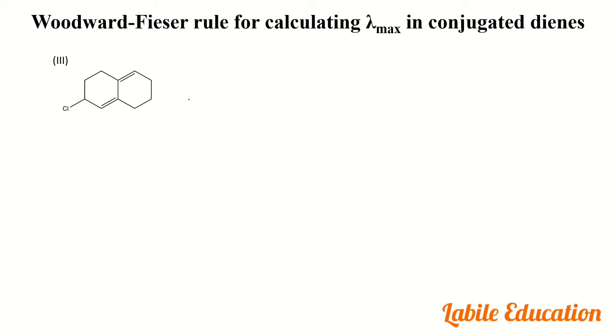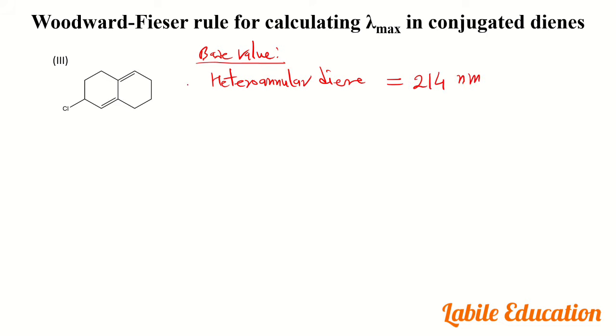Now the third example is this. Here you can see both the double bonds are in different rings. So this is the example of a heteroannular diene. So the base value or parent value for the heteroannular diene will be 214 nanometer. And now we will mark this diene system here.